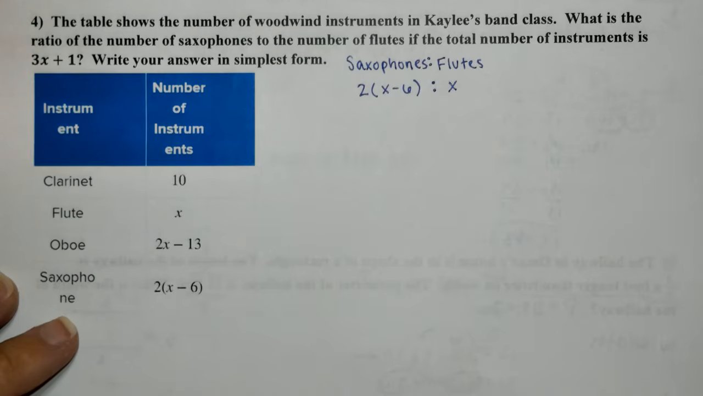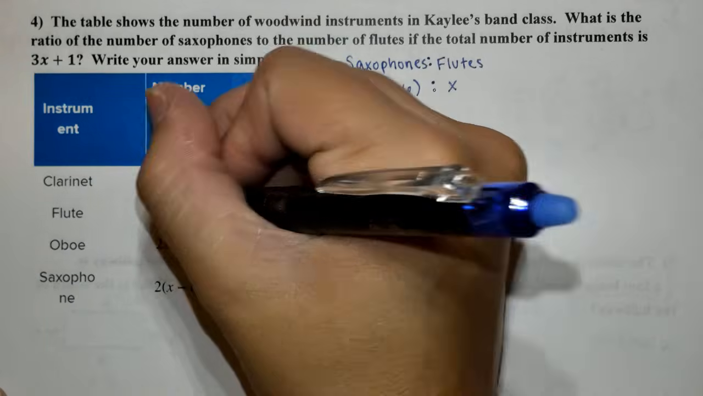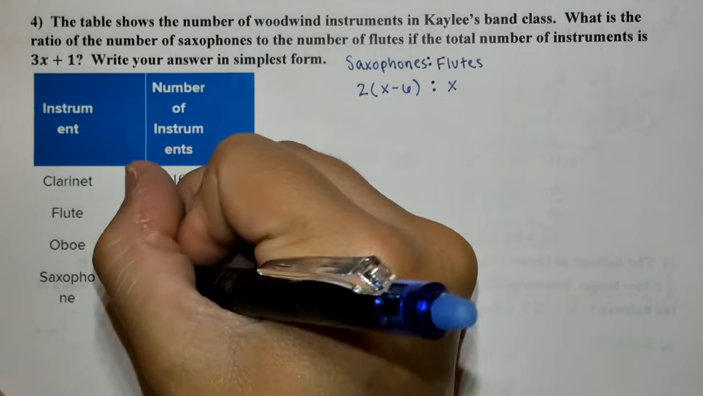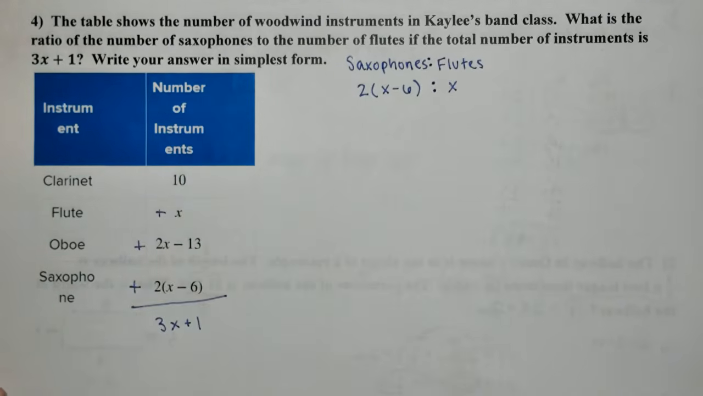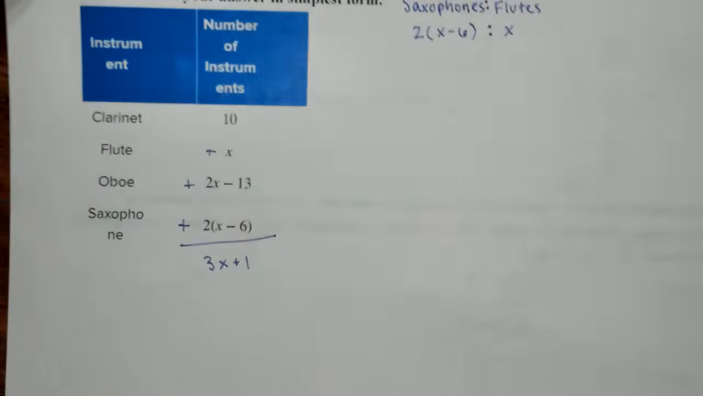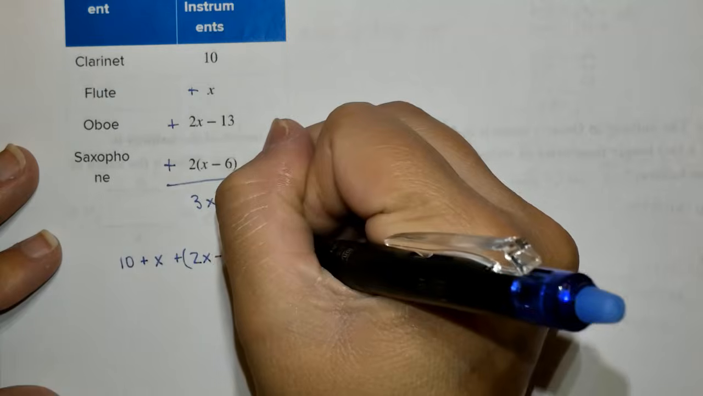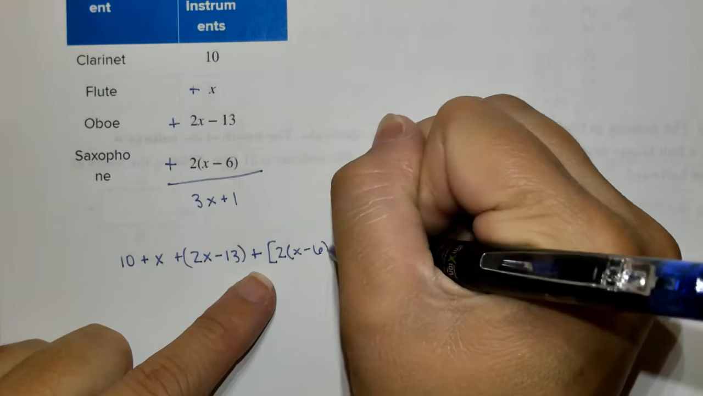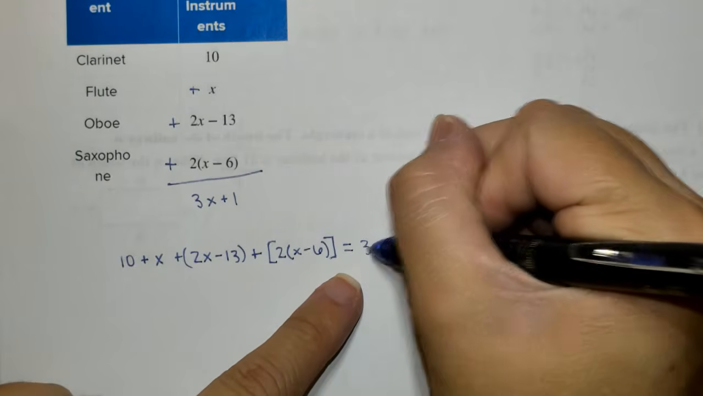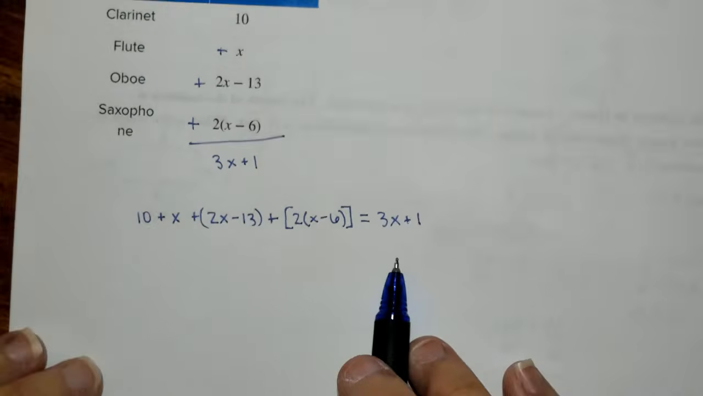All right, so here's what we're going to have to do. We know that the total number of instruments is 3x plus 1. So 10 plus x plus all of this is going to equal 3x plus 1. All right, so here's what we do. We set it up. I'm going to move down a little bit. I'm going to write it horizontally. 10 plus x plus (2x minus 13), plus 2 times (x minus 6), and that's all equal to 3x plus 1. All right, so I added all the instruments together to get my total, and now I have to figure out what x is.